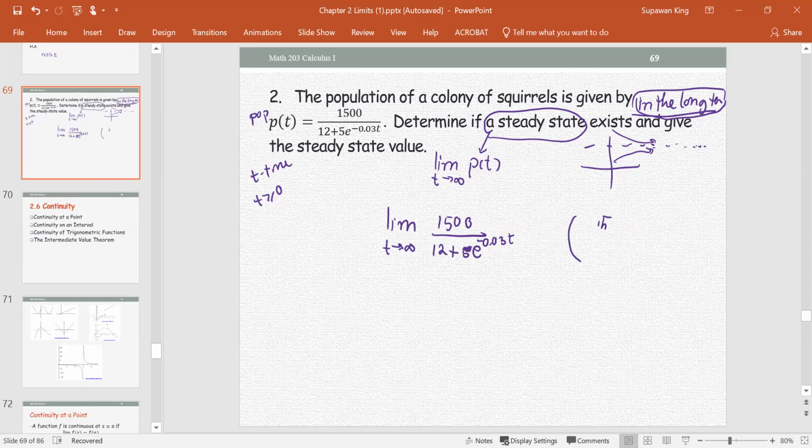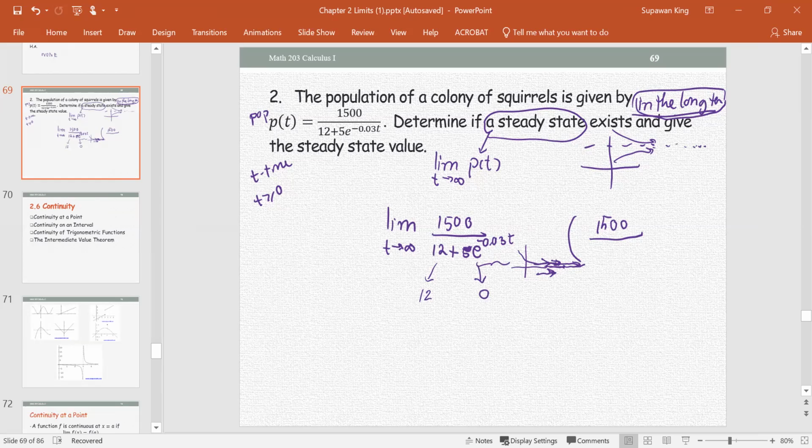The leading term, 1500. How about the bottom? Let's think about this. In the long term, the 12 stays 12, right? It doesn't change because that's a constant term. How about the e to the negative 0.03 times t? This is exponential with a negative power. In the long term, could you tell from the sketch of the graph? Eventually, where does the value go when you keep going up the graph of e to the negative 0.03 times t? As t gets larger without bound, what's going to happen to the graph? Can you tell? Zero. Yes, I saw Jonah say zero. So that means this term approaches zero.